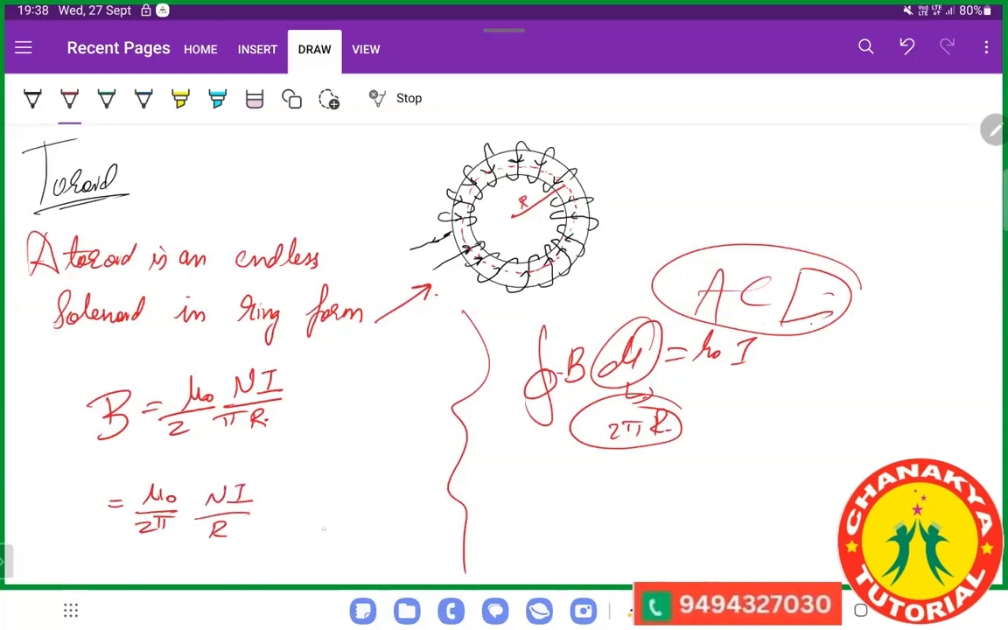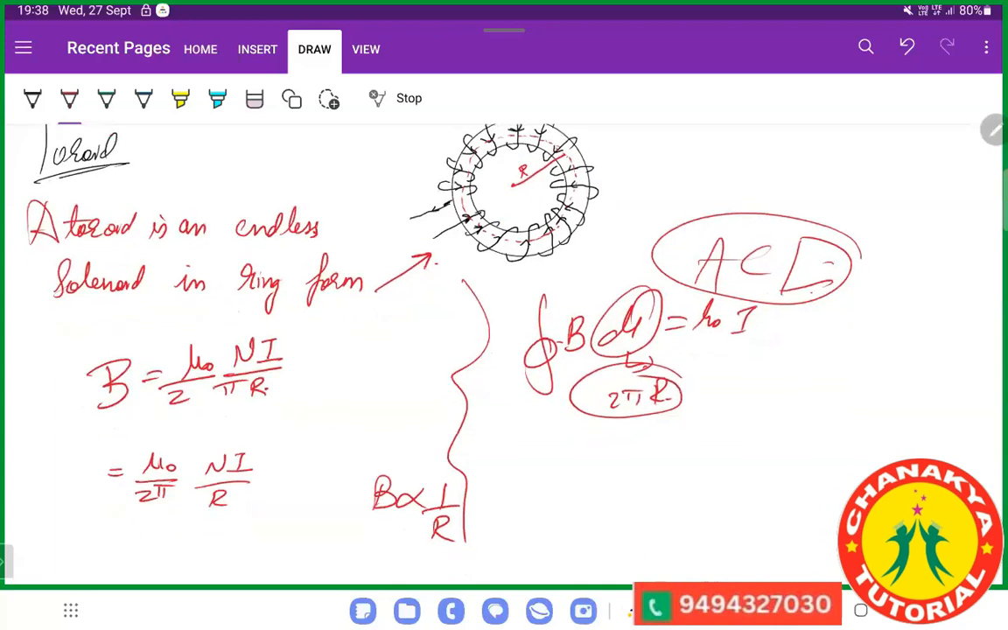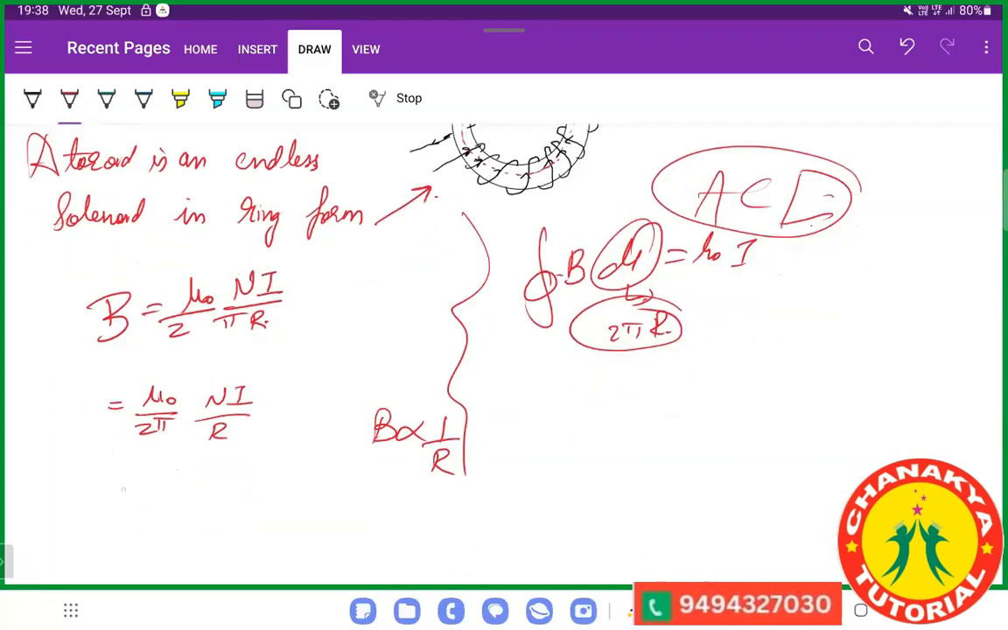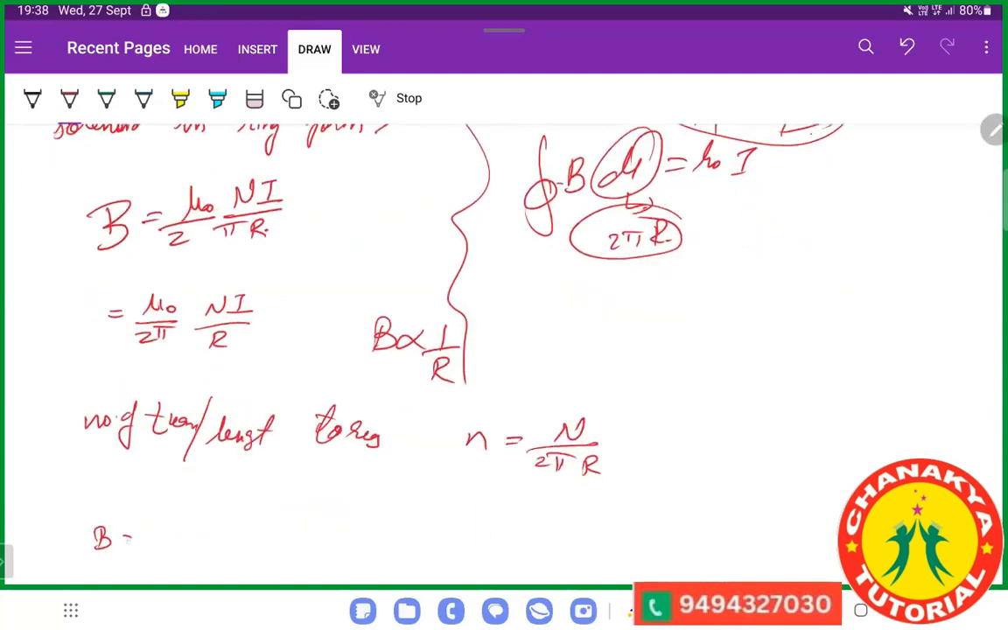Now, B is proportional to 1 by R, as radius. So the number of turns per length of this toroid or torus, n equals capital N by 2 pi R, where N is the total number. So B equals again mu naught n i.